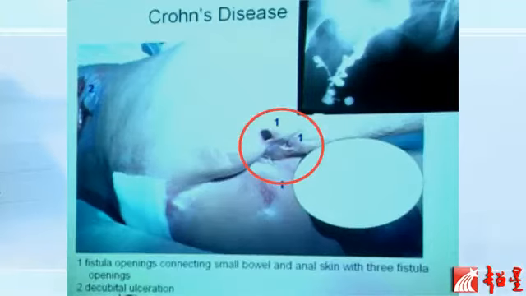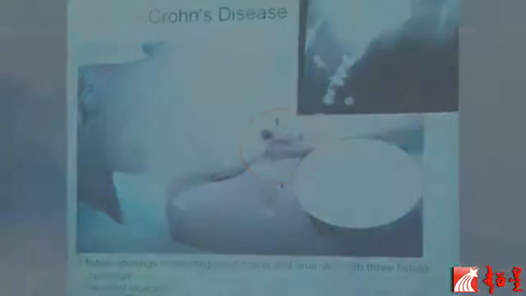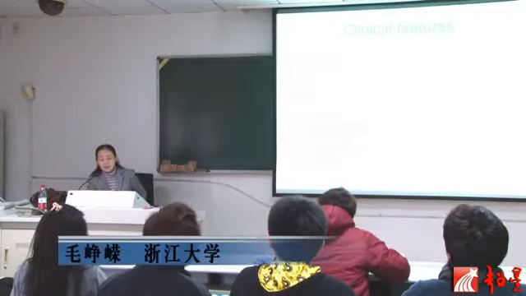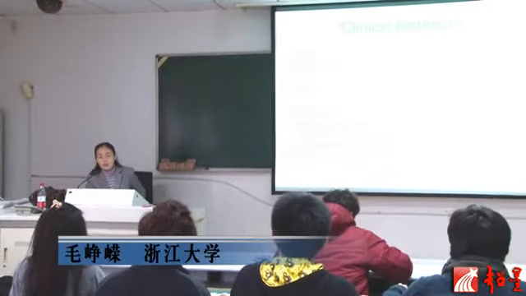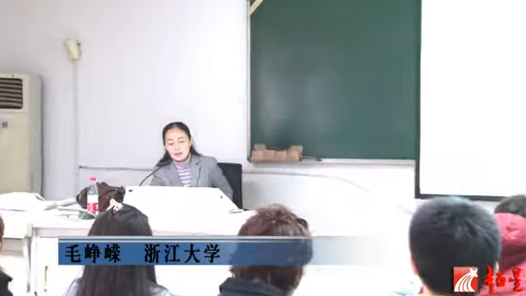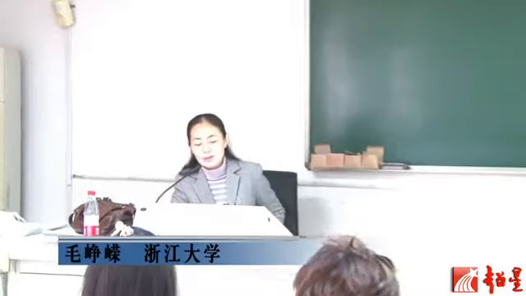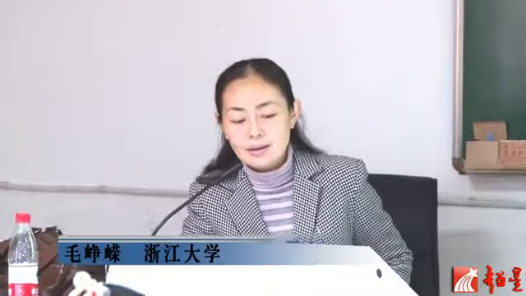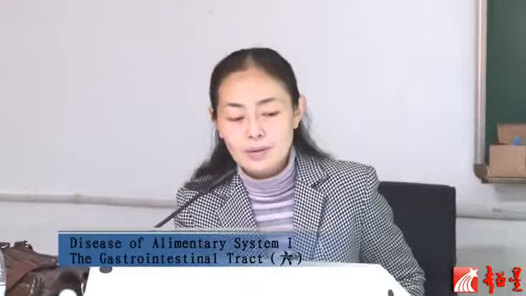So here is the clinical feature of Crohn's disease. The consequence of this Crohn's disease, the first is fistula formation. The fistula can connect even with the urinary bladder. This is the perianal skin, just the picture showing you.